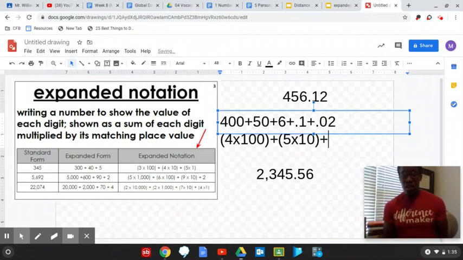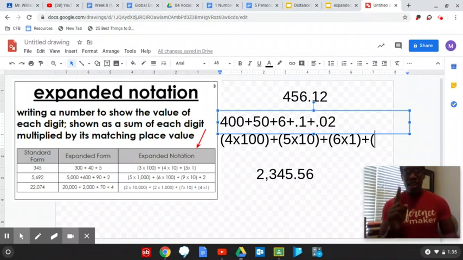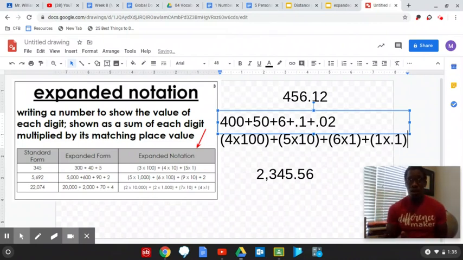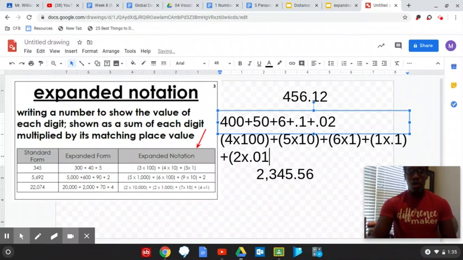So what place value is that 6 in? Very good. That 6 is in the ones place. So you're going to multiply the digit 6 by 1. And then you add the next digit. What place value is that 1 in? It's in the tenths place. So you're going to take that 1 and you're going to multiply by 1/10, by 1 of the place value that it's in. And last but not least, what place value is that 2 in? It's in the hundredths place, so you're going to take that 2 and you're going to multiply it by 1/100.